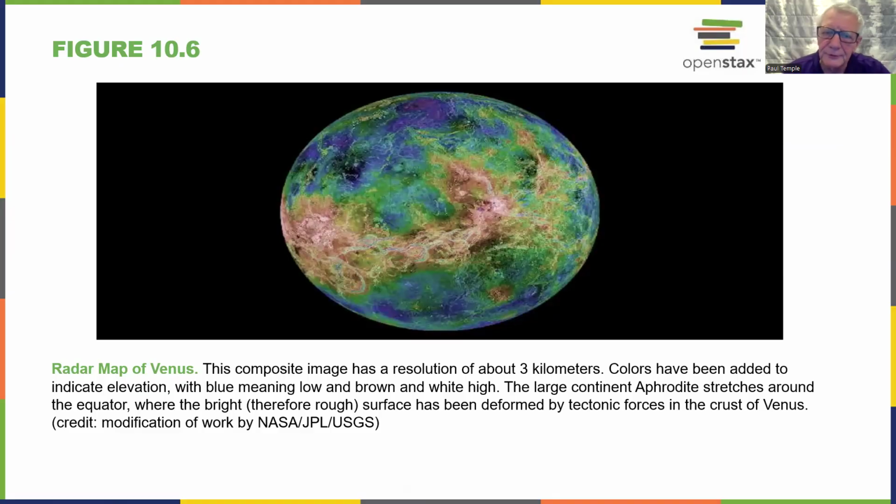This is a composite image, and the resolution is about 3 kilometers. The blue, which is supposed to represent oceans, is the low areas, and then when you get to the white, it's the highest areas. And there's a continent. If you look over on the left-hand middle of the globe, you see a continent, and this continent is Aphrodite. Now, if you didn't get the irony of that, Aphrodite is the Greek goddess of love that the planet is named after, which is Venus. And Venus is the Latin name for Aphrodite. So just a little bit of trivia that if you ever go on a game show, now you'll know.